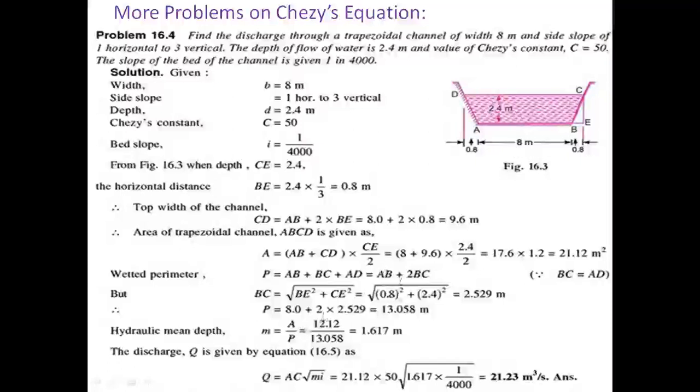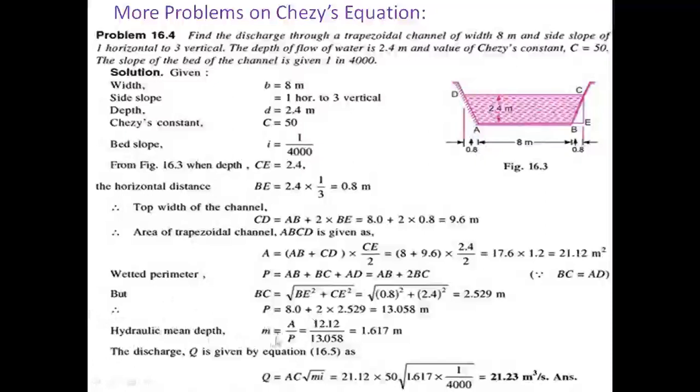AB equal to 8 plus 2 into BC value. Now you find the BC. Here you find the BC value 2.529 meters. Finally, the wetted perimeter value you will get is 13.058 meters. Now we are going to find out the hydraulic mean depth.